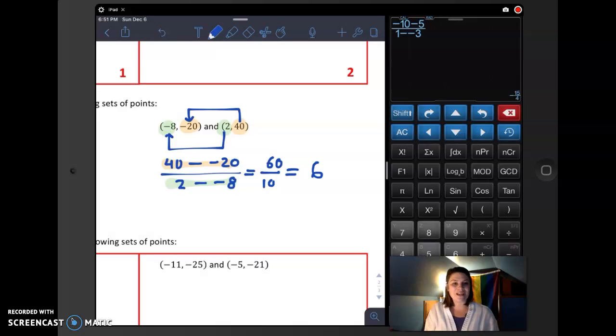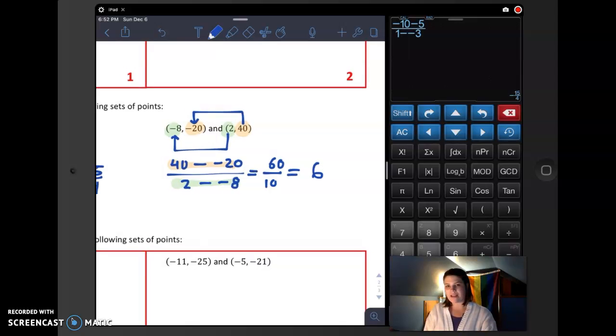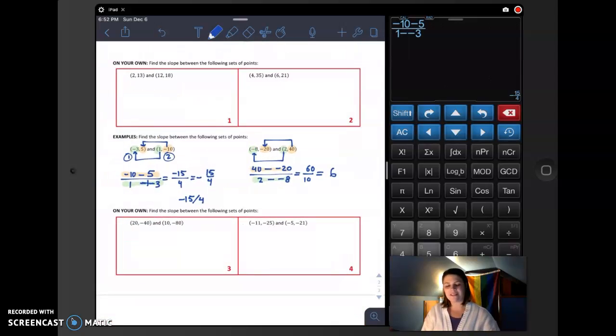Again, feel free to do that on your calculator. If you're not feeling super comfortable doing all that goofy math, you can always have your calculator help you out. Calculators are mathematician's best friend. All right, good luck. Have fun with your last two questions.